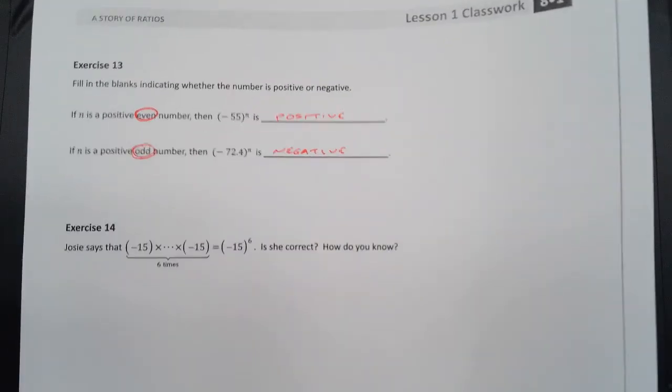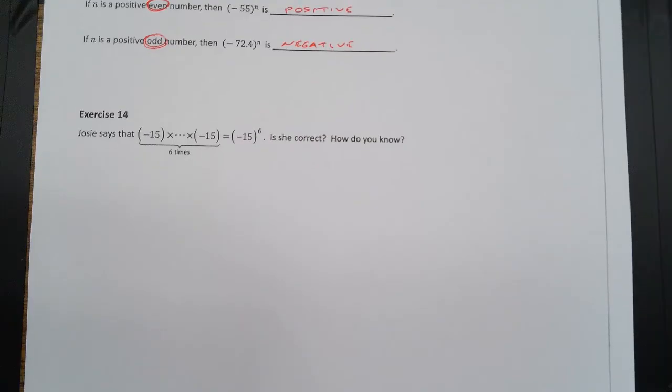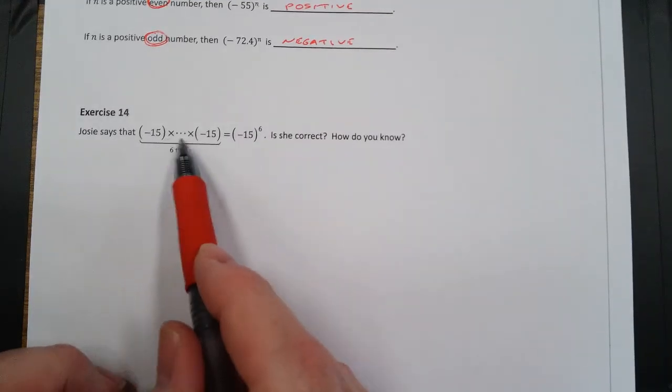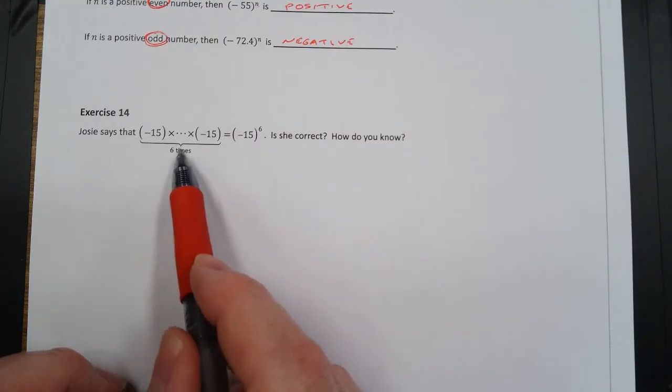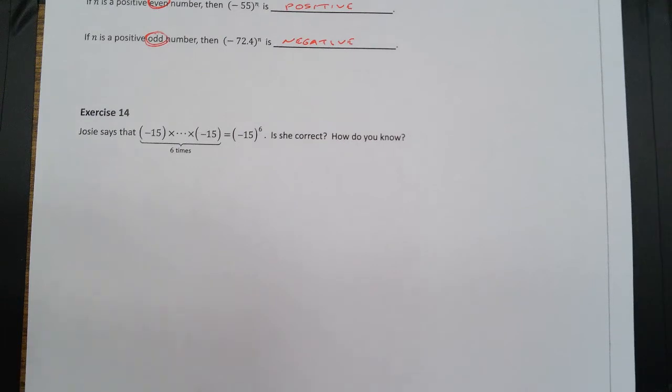Now, I'll let you work on this yourself. Josie says that negative 15 to the 6th power equals negative 15 6 times. Is she correct? How do you know? Try it out, answer it. You can check the answer pages through the link on the daily schedule to see if you are correct.